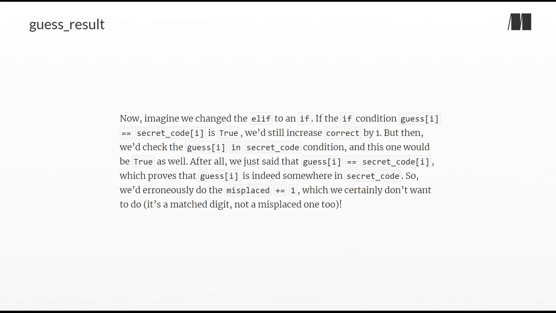After all, we just said that guess[i] == secret_code[i], which proves that guess[i] is indeed somewhere in secret_code. So, we'd erroneously do the misplaced += 1, which we certainly don't want to do. It's a matched digit, not a misplaced one too.